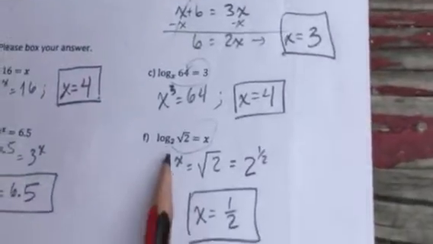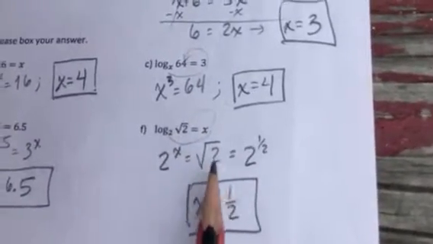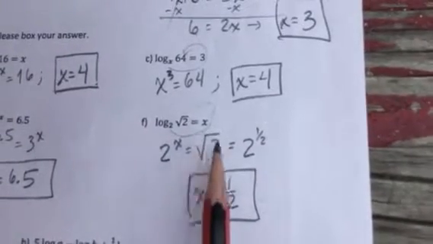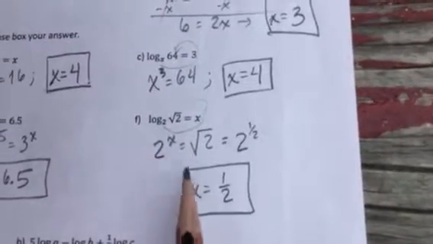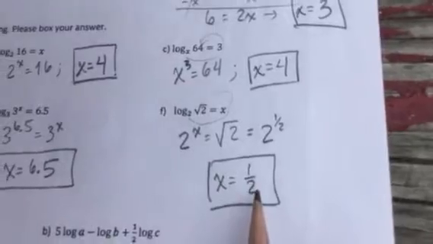This one here, 2 to the x equals square root of 2. Well, I can rewrite the square root of 2 as 2 to the 1/2 power, all right? Every radical can be replaced with an exponent. And so that means that 2 to the x equals 2 to the 1/2, so x is 1/2.